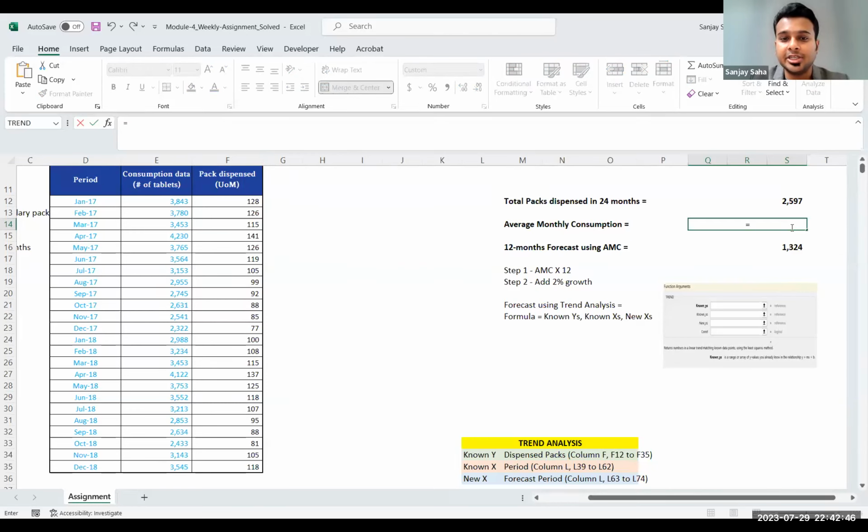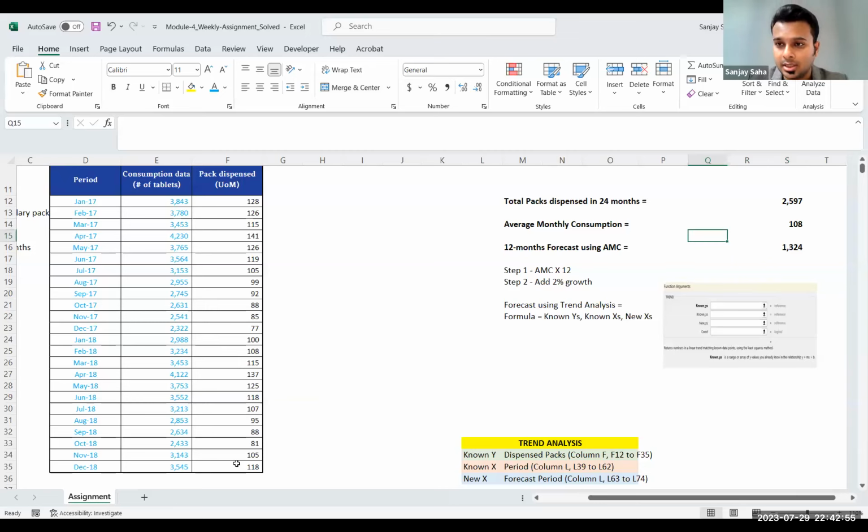data which has been given to us. It still gives us 108. It's the same formula, same equation. So to get the average monthly consumption, we divide the sum by 24, which is the period, and we get the average monthly consumption.